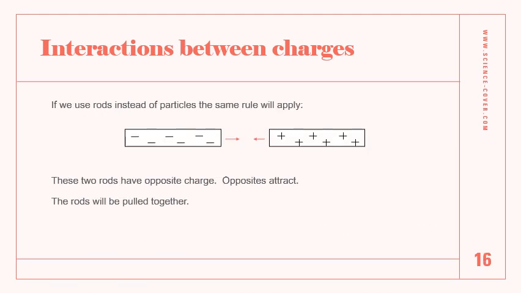If we look at the interaction between rods instead of particles, then the same rules should apply. These two rods have the opposite charge. The rod on the left has a negative charge and the rod on the right has an overall positive charge. And since we know that opposite charges attract, we can assume that these two rods will be pulled together.